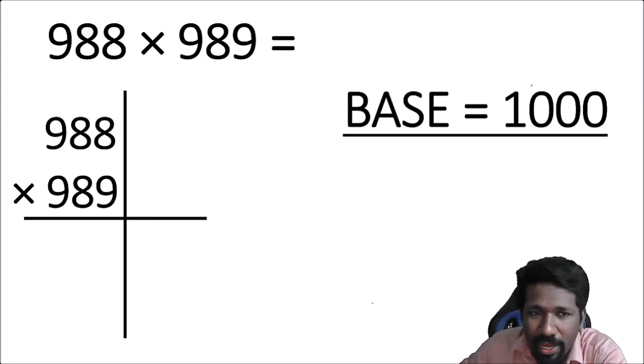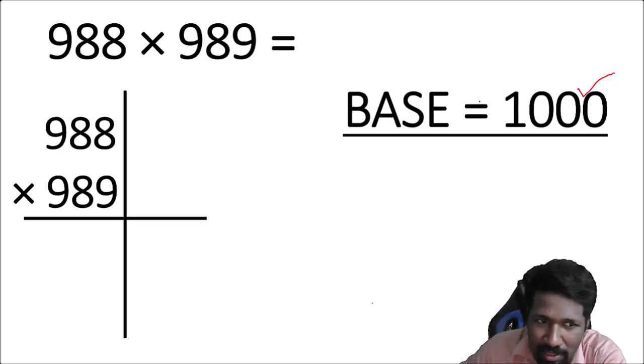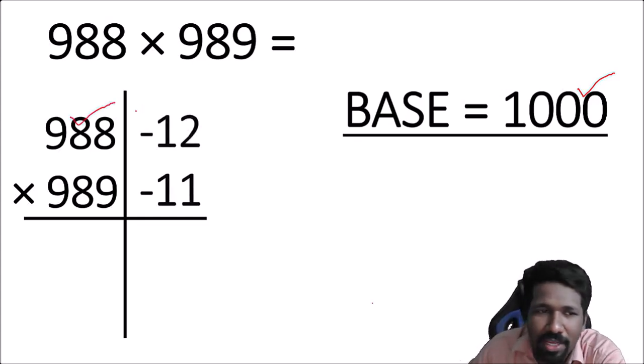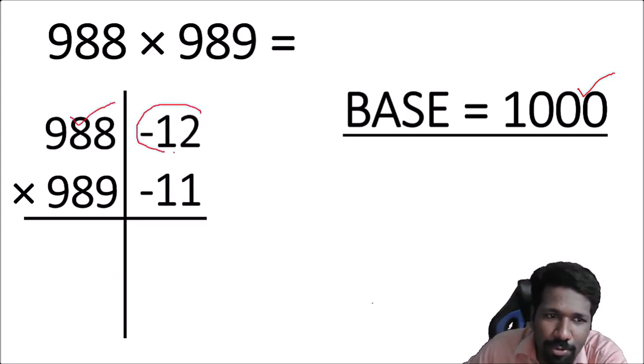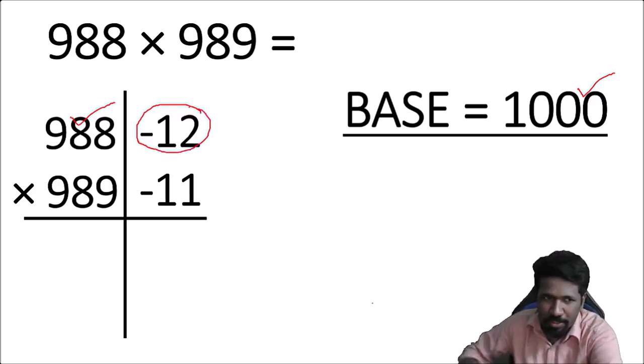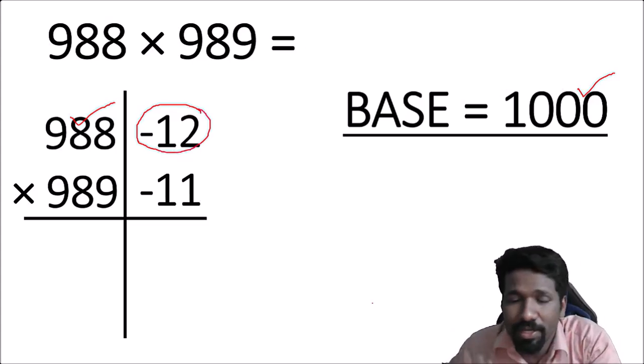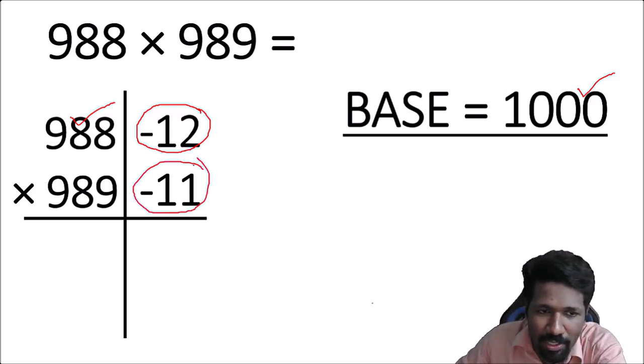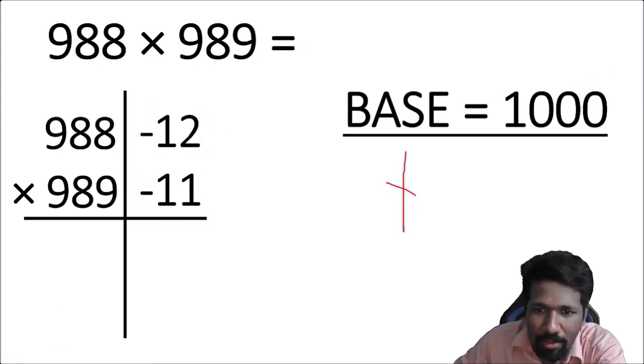988 into 989, both are numbers near to 1000. How much near? How do you find that? By subtracting: 989 minus 1000 is minus 11, and 988 minus 1000 is minus 12. So these are the differences. Now just vertical multiplication, crosswise addition.